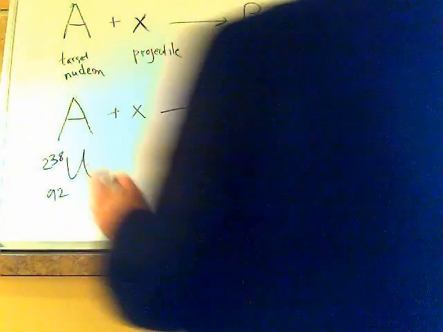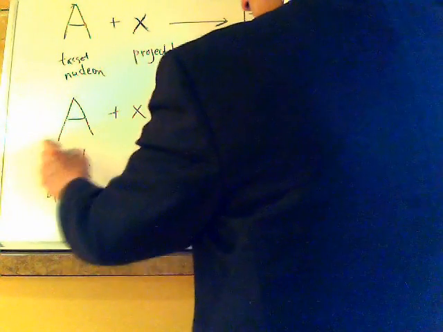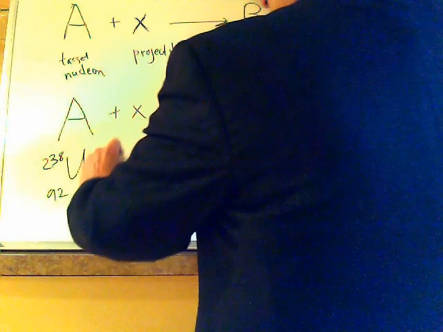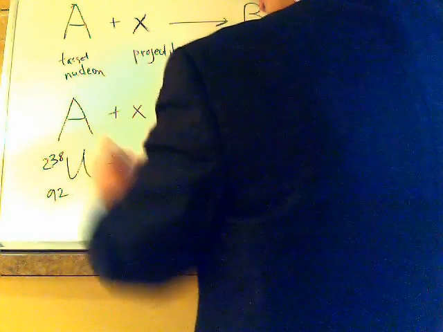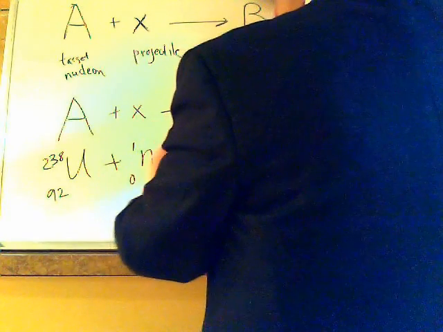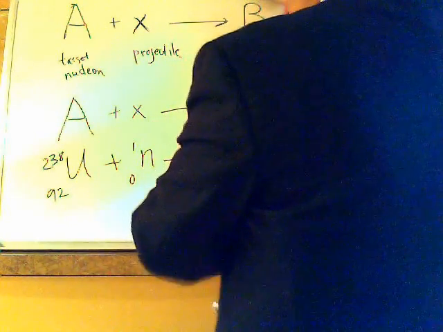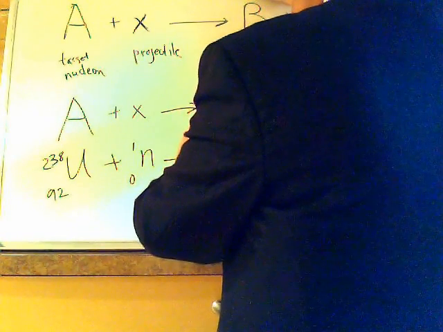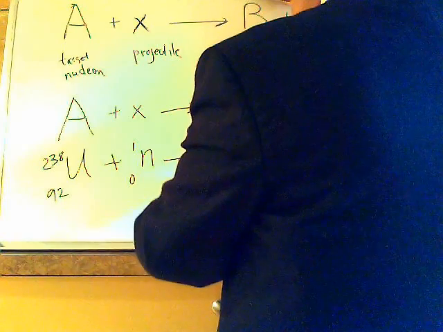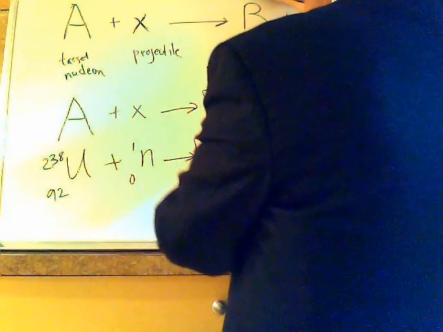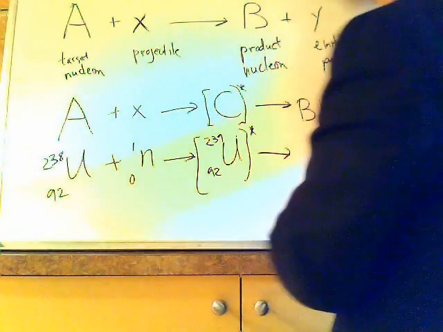And that's going to look something like this. Again, our target nucleus would be uranium-238, and our projectile, in this case, is a neutron. And we're going to make this compound nucleus, which will be uranium-239. And that's not going to be around very long.